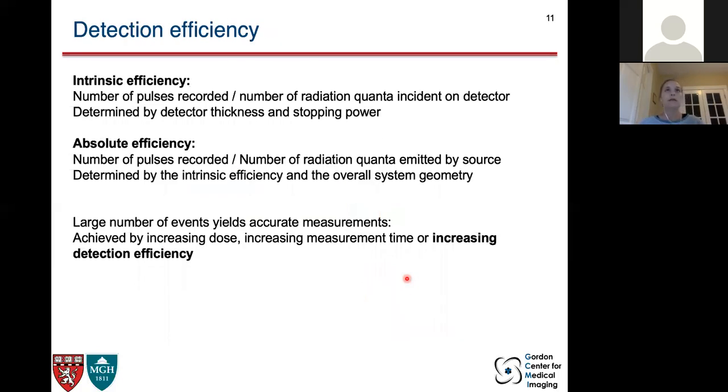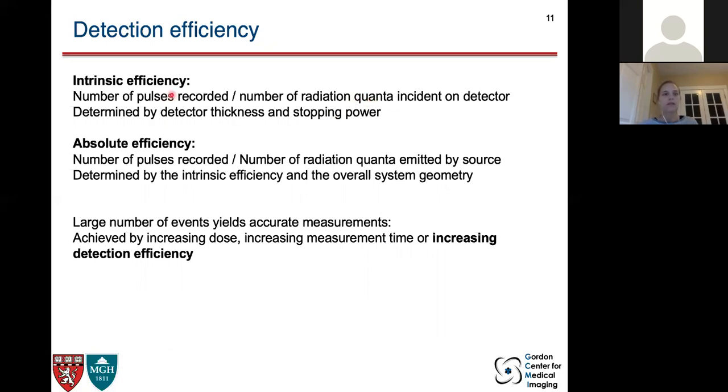Okay, so the second property that I want to talk about is detection efficiency. We talked about this in the last lecture, that due to counting statistics, the accuracy of our measurement will depend on the number of events that we have in our detector. And because of this, it's very important that we have high detection efficiency. And we typically talk about two types of detection efficiency. We have the intrinsic efficiency, which is the number of pulses recorded by a system divided by the number of radiation quanta, or in this case, gamma rays, that are incident on the detector.